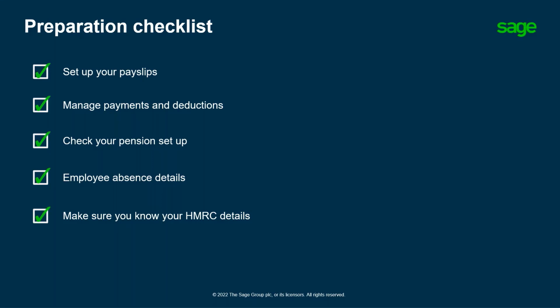And next, make sure that you know your HMRC details. So that includes things like the PAYE reference number, the Accounts Office reference number, and your details for the online HMRC submissions. So that would be your user ID and your password for the government gateway.